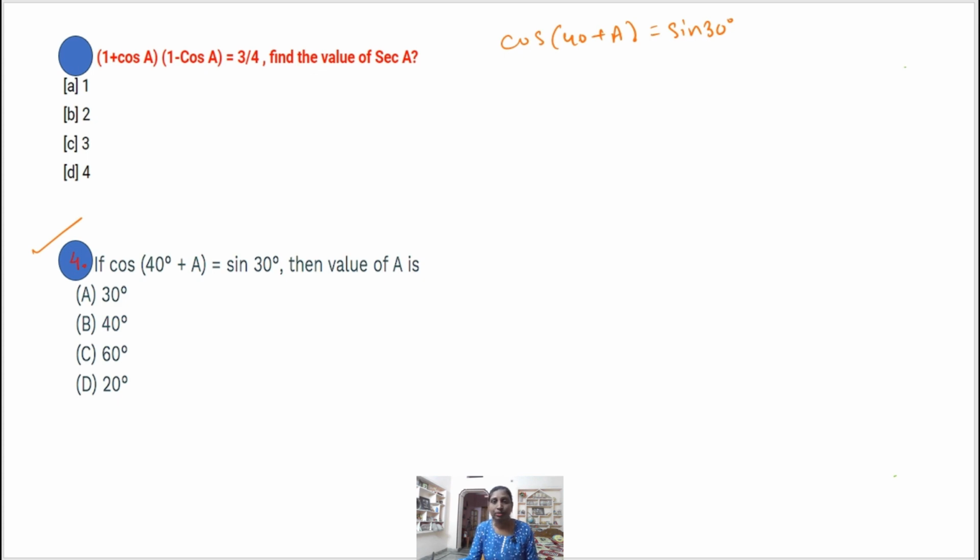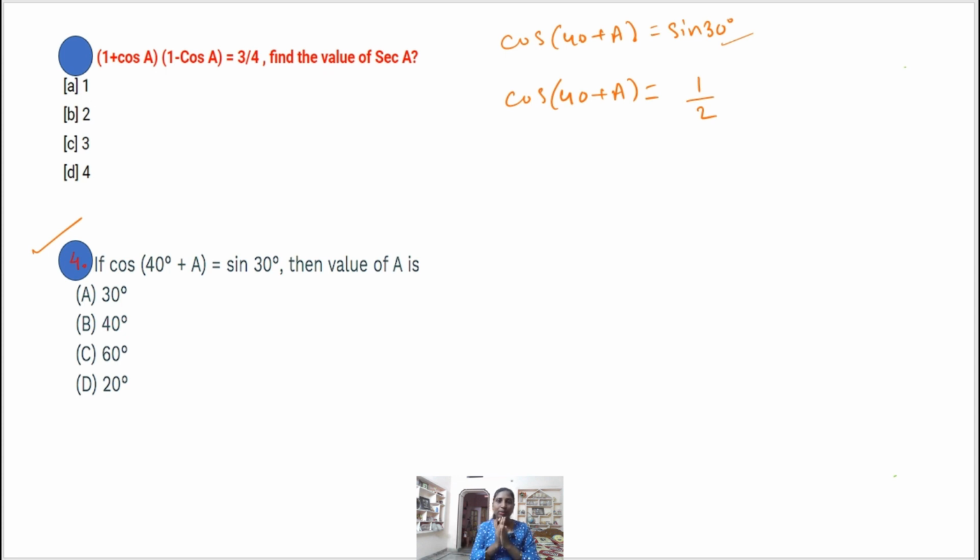Don't worry, just focus on those things which you know. Here cos 40 plus a you can't understand, then leave it. But this sin 30 is what? We all know the value of sin 30, so put the value of that. Cos 40 plus a, we don't know, leave it. Sin 30 is equal to 1 by 2. Now in the left side, which ratio is there? Cos ratio. In the right side 1/2.